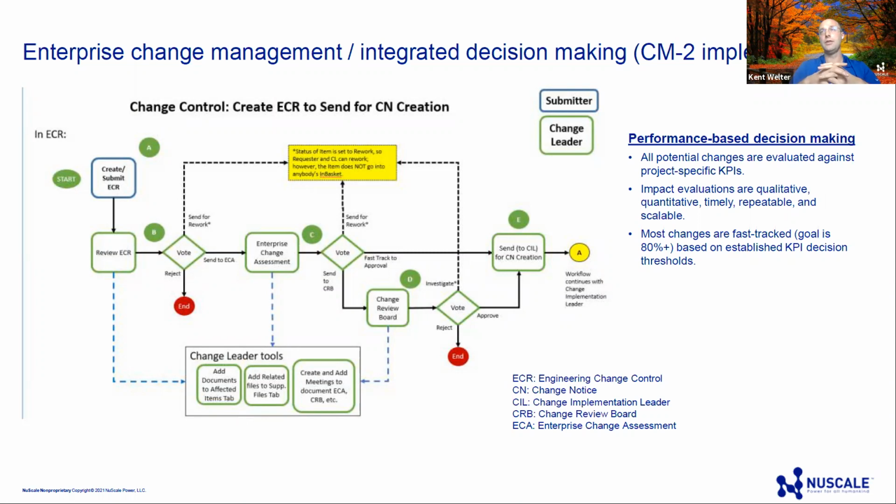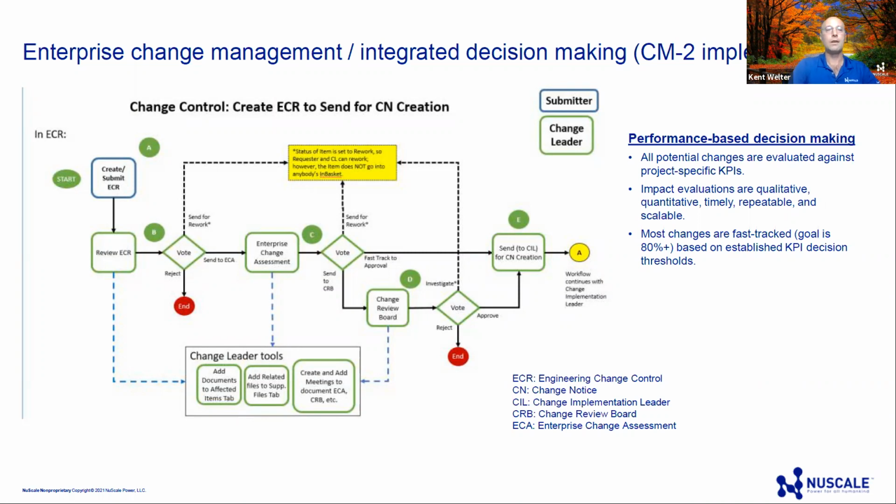managing change across the enterprise using a consistent process to enable repeatability and transparency of decisions. We have implemented the CM2 approach for our design process and our engineering change control process. It's outlined here, and I'm not necessarily planning to go through every aspect of the NuScale engineering change control process, just to identify a couple of key features.